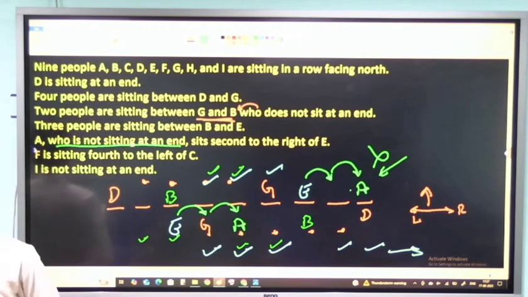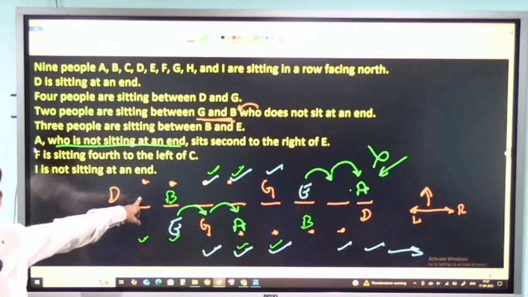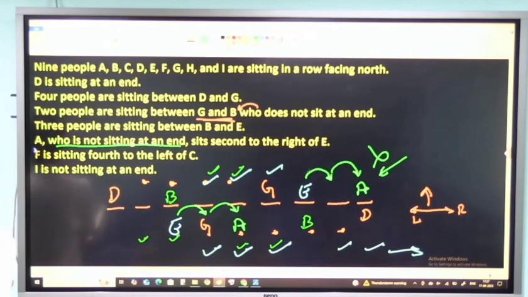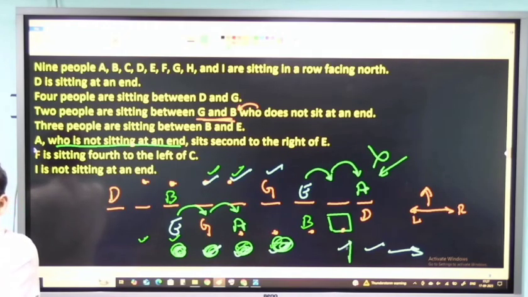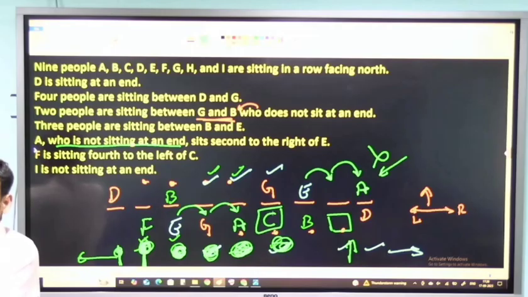Now I will be fixing all the other persons in the second condition alone because the first condition is already eliminated. Now F is sitting fourth to the left of C. If I take, let's say, C here, first left, second left, third left, fourth left, this fourth left is already occupied by E, so I can't take C here. The second option for me is C here, first left, second left, third left, fourth left. Now I have a place for F here. If I am taking C here and here, then towards this end I will not have a place for F, so I can't take C here and here. So the only place left for C is this one. Now I have fixed F and C.